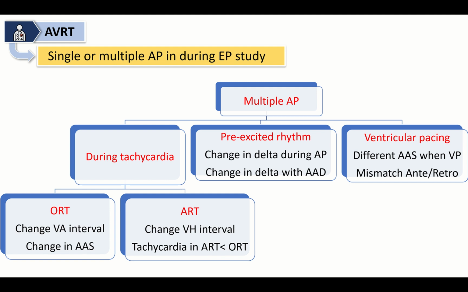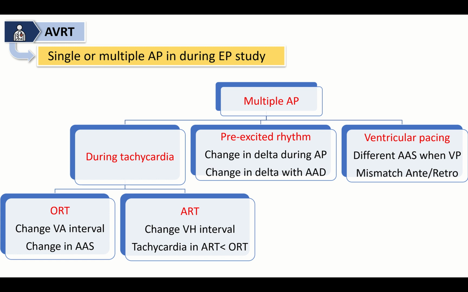But during antidromic tachycardia, you will find a change in VH interval without any change in tachycardia cycle length. It means it used multiple accessory pathway, and you may be surprised when you find tachycardia cycle length during antidromic is slower than tachycardia cycle length during orthodromic. Confirm clear evidence of multiple accessory pathway.